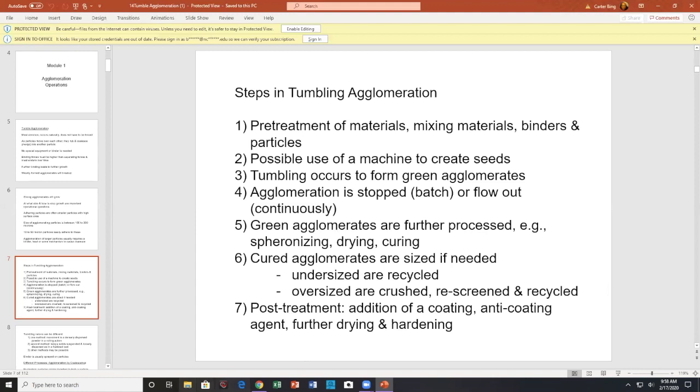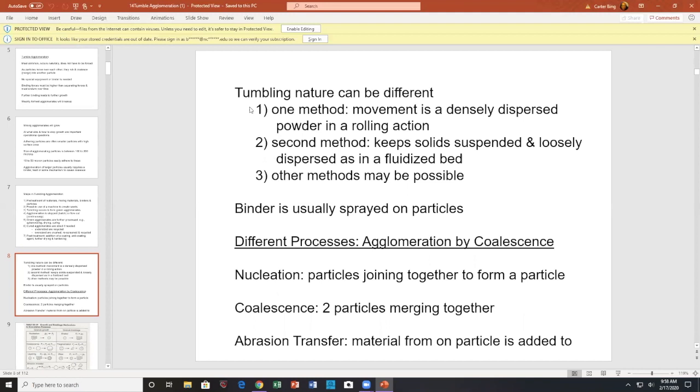So tumbling can be different. One method would be a motion or movement of a densely dispersed powder in a rolling action. Another keeps particles suspended and loosely dispersed, say, in a fluidized bed. Other methods are also possible. Binders are usually sprayed on the particle and different processes basically occur. Agglomeration occurs by coalescence.